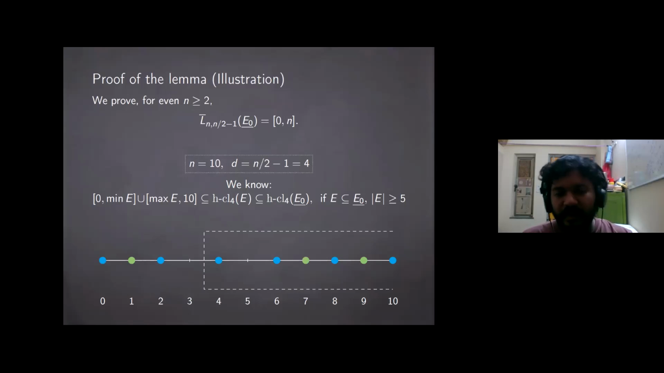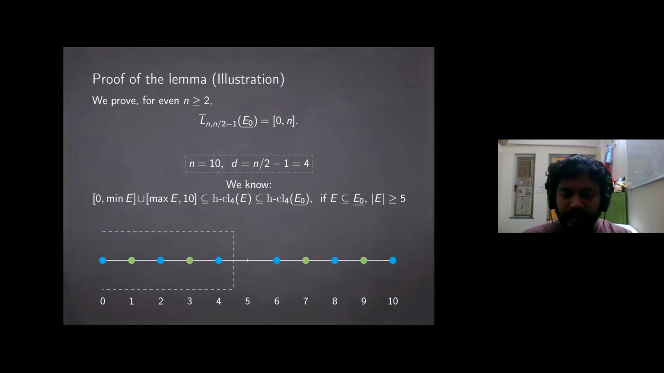So eventually, in an alternating fashion, we will end up with every point being in the closure. All right, that is a proof of this. And this is essentially a much easier proof of the lemma.